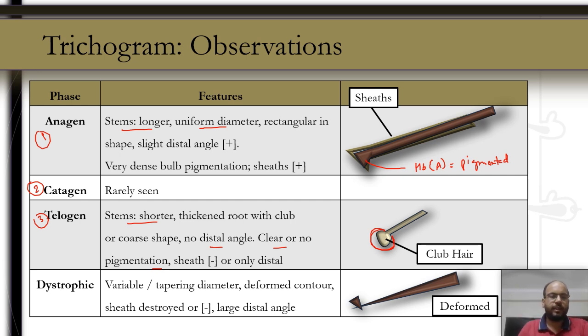The fourth type is the dystrophic hair or pathological hair. In pathological hair, you have a tapering diameter of the hair shaft. So you can see that this end, the proximal end, is thinner as compared to the distal end. So you have a tapering or variable diameter of the hair shaft. The contour, the boundary, the periphery, is deformed. The sheath is destroyed or absent, and there's a large distal angle. Clear? So let's move forward.